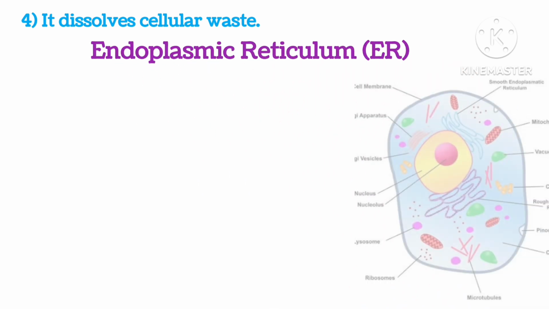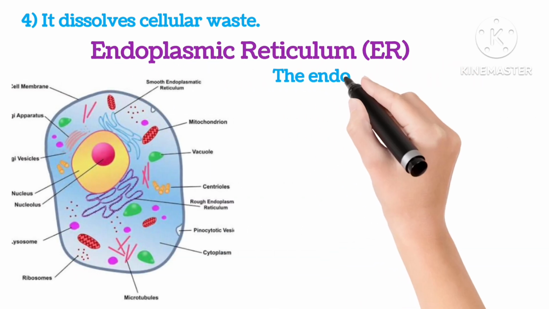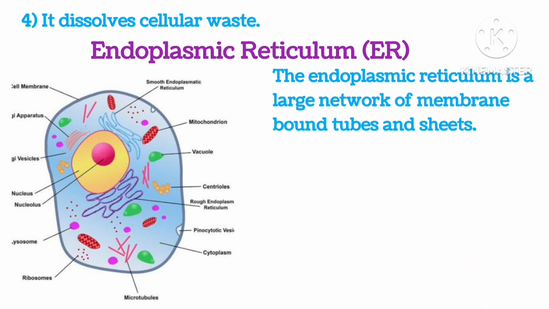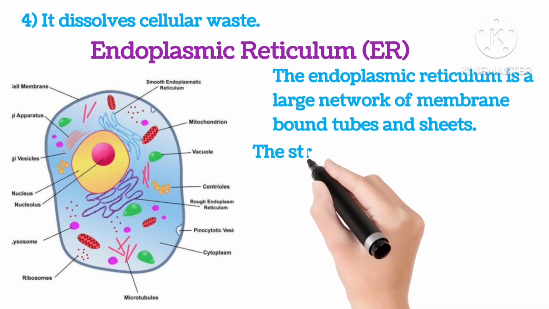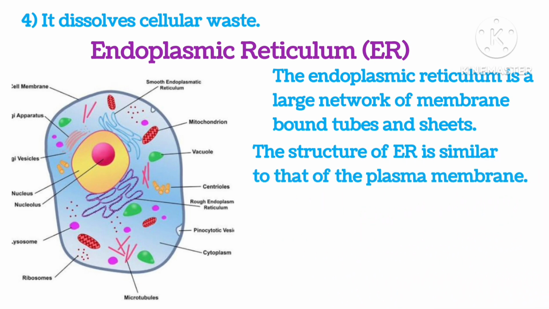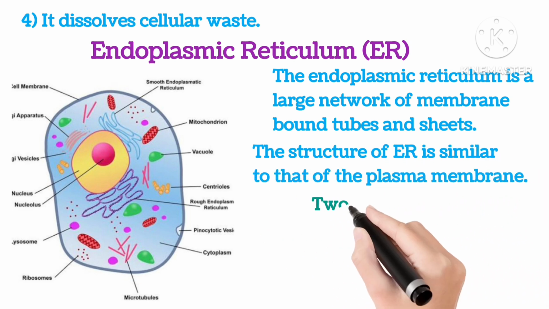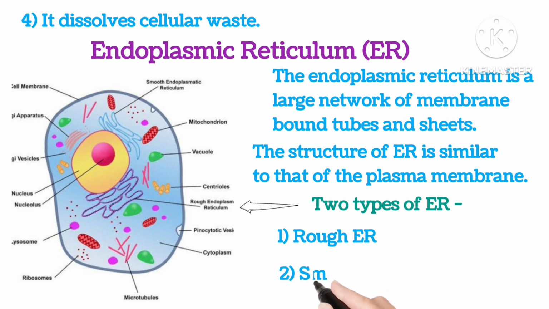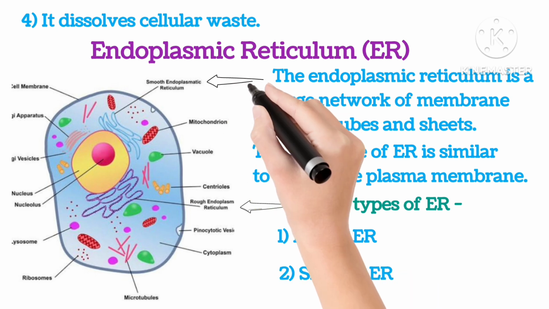Endoplasmic reticulum, also called ER. The endoplasmic reticulum is a large network of membrane-bound tubes and sheets. The structure of ER is similar to that of the plasma membrane. Two types of ER are there: rough ER, which you can see here in this picture, and the smooth ER.